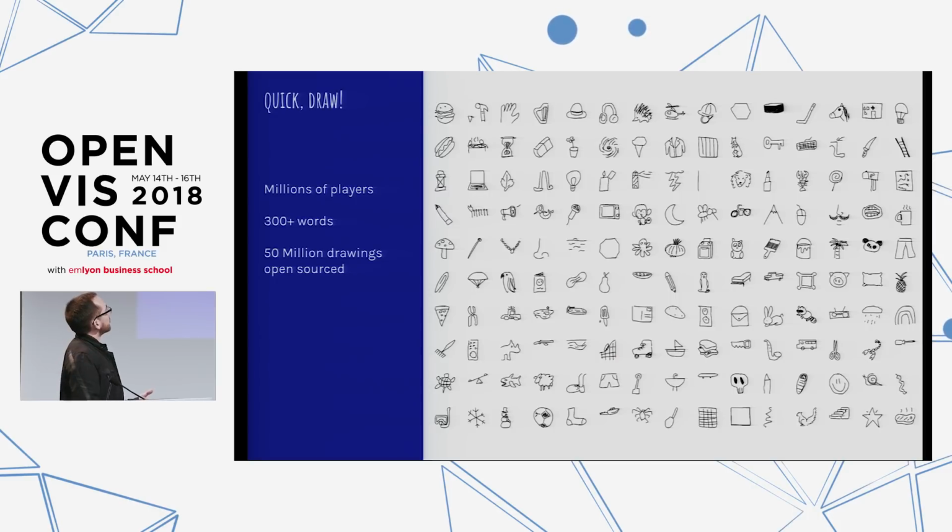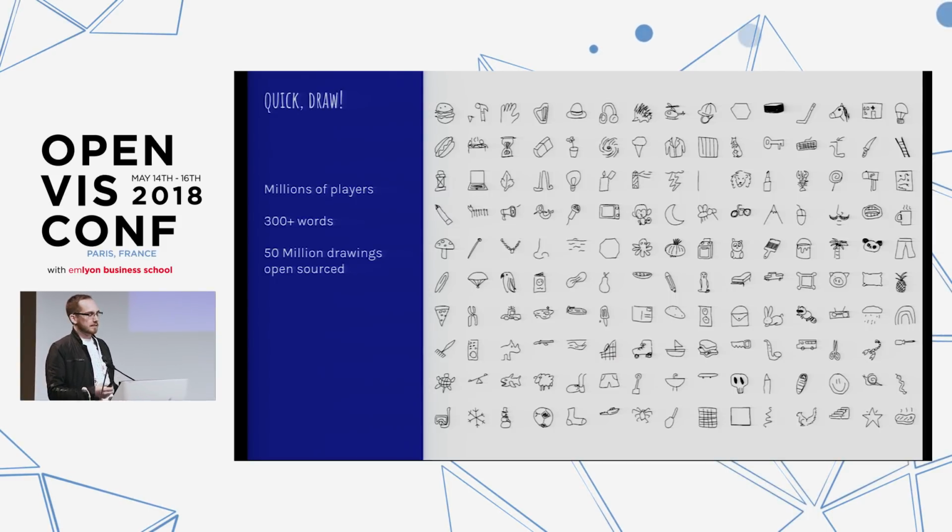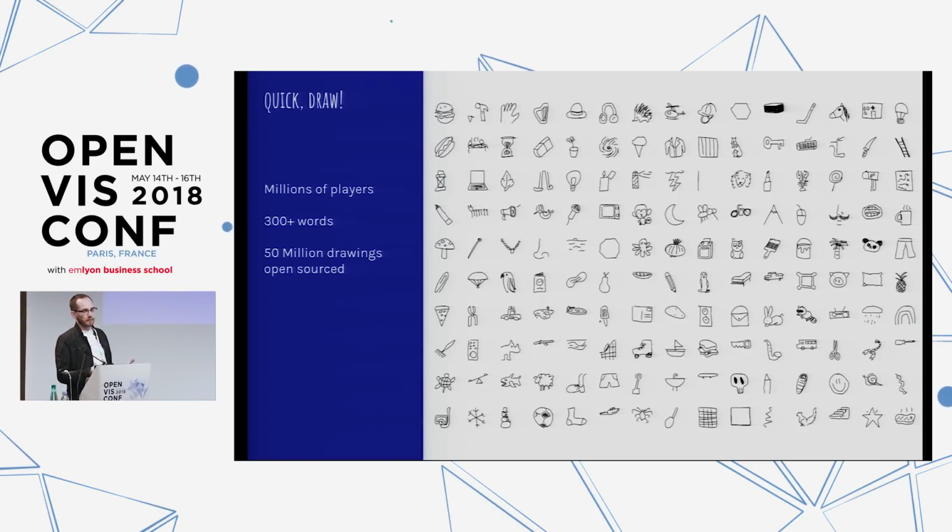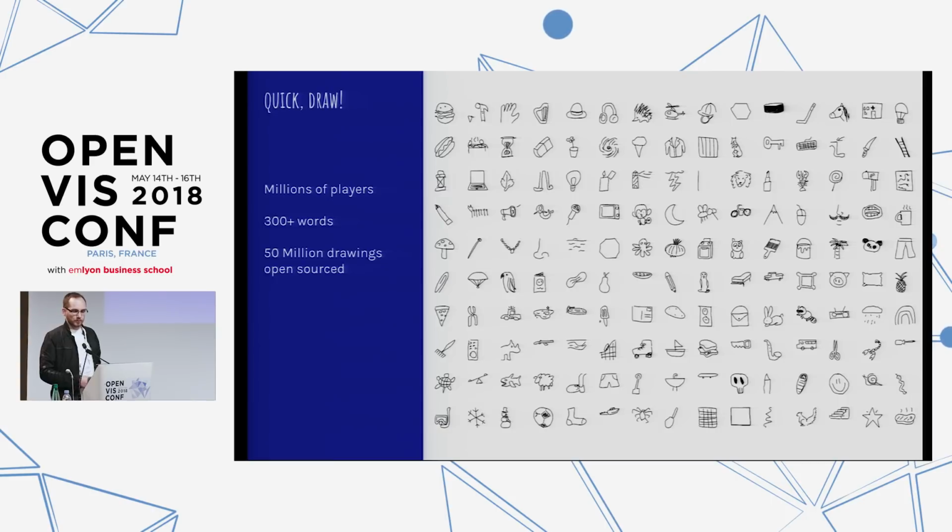So when the Google Creative Lab built Quickdraw, they had the foresight to save anonymized copies of the data of the drawings, and that kind of altered the course of my life forever. And so at this point, millions of people across the world have played this game, and Google has open sourced around 50 million drawings from those games. And this means we have on average more than 100,000 drawings for each of the 300 words that are in the game.